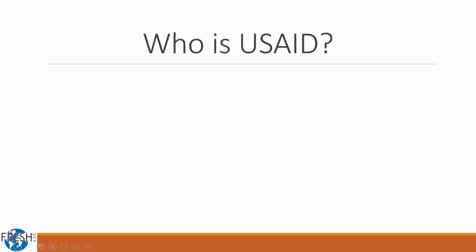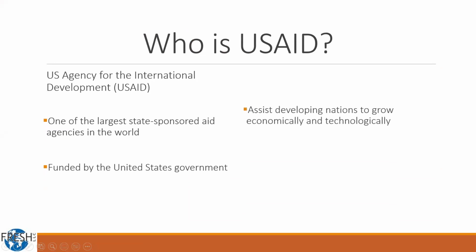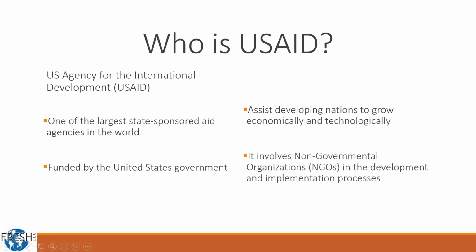So let us talk about who is USAID. Well, USAID stands for U.S. Agency for International Development. It is one of the largest state-sponsored aid agencies in the world, funded by the United States government, and it assists developing nations to grow economically and technologically. And it involves non-governmental organizations, NGOs, in the development and implementation process.